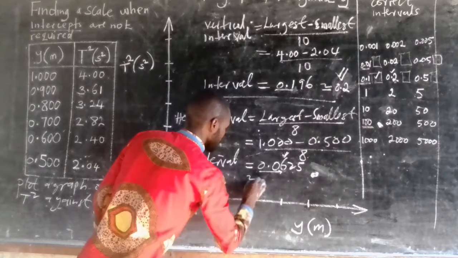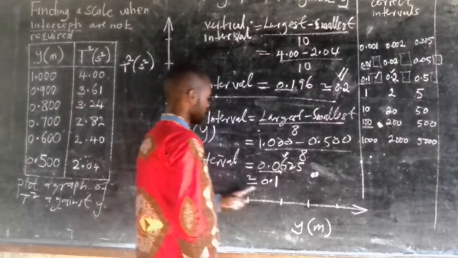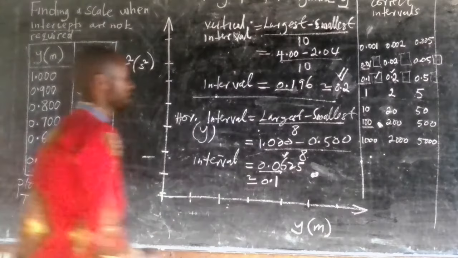So my interval is approximately 0.1. So we shall not take this as our interval, but this is the convenient interval from the table of convenient intervals, right? That is it. Okay. So, where do I use this interval?